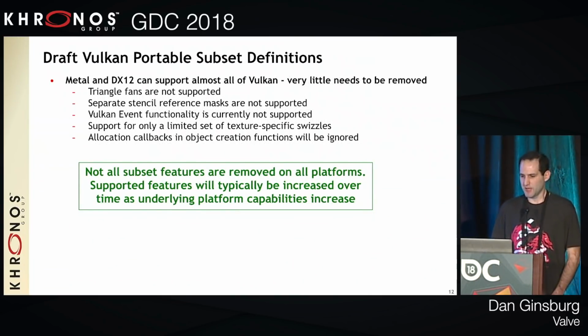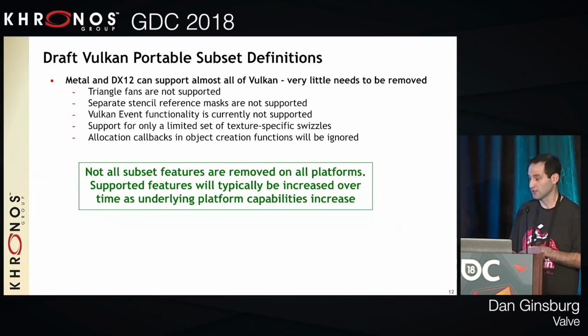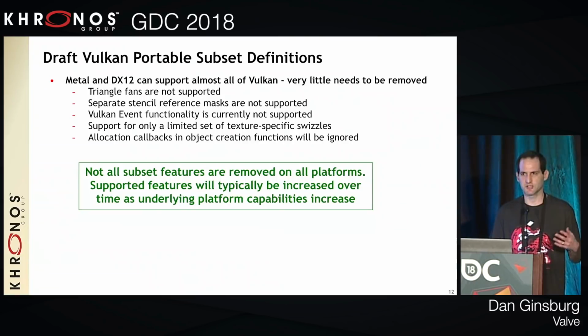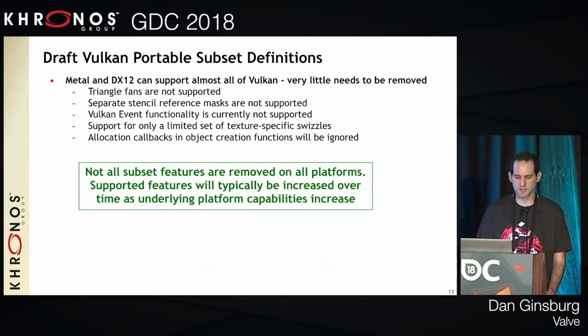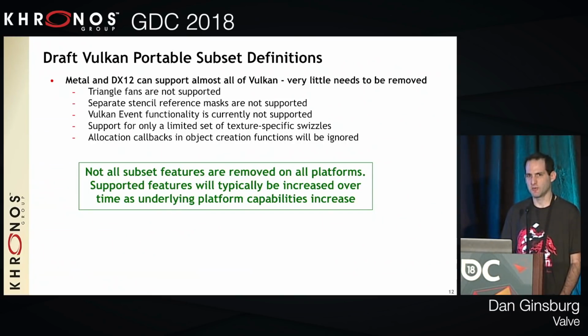So where we are right now is that we have a draft for a Vulkan portable subset definition, and this basically defines the features and limits of what is not natively supported in a portability implementation. And the list of them is basically all of them that we've identified so far. So things like triangle fans are not supported, those aren't in Metal, separate stencil reference masks. The Vulkan event functionality doesn't map very cleanly to Metal, so we don't have support for that. Limited texture swizzles. Allocation callbacks, where the driver calls into your own callback to allocate memory. We can't really support that for the driver because we don't have access to, say, Metal's allocator. We can only do it within MoltenVK.